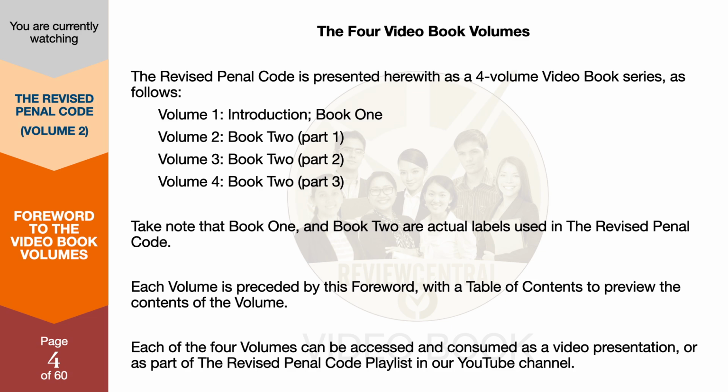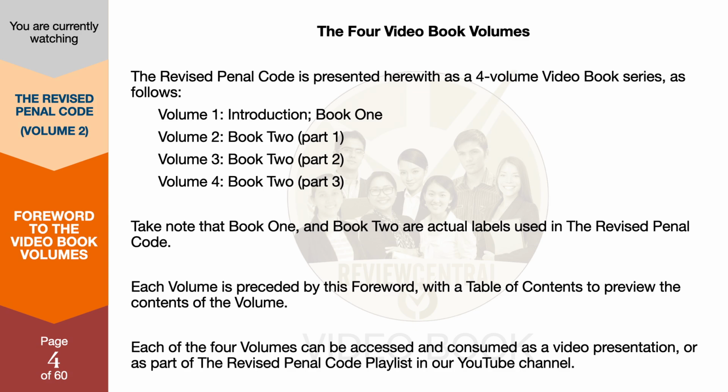The 4 video book volumes. The Revised Penal Code is presented herewith as a 4-volume video book series, as follows. Volume 1 contains an introduction, which is not part of the Revised Penal Code itself, and Book 1 of the Revised Penal Code. Volumes 2 to 4 contain Book 2 of the Revised Penal Code, with each volume containing part of Book 2. The 15 titles of Book 2 are divided into Part 1, Part 2, and Part 3, with each part containing 5 titles each.